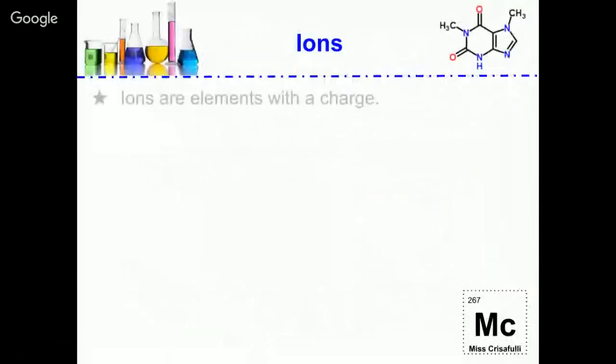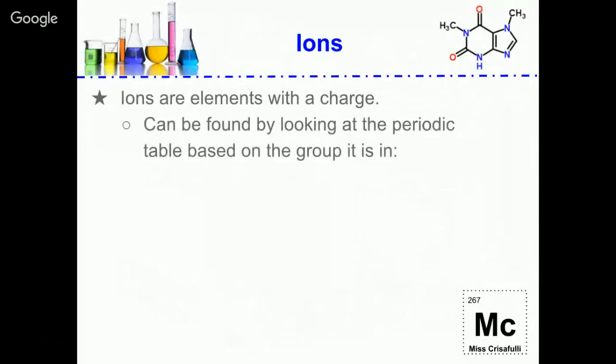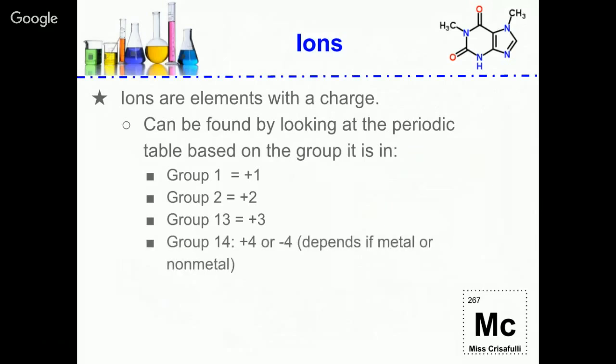So what about ions? Ions are elements that have a charge. They can be found by looking at the periodic table, based on the group the element is in, to figure out what the charge of that element or ion is. So if it's in group 1, it's +1. If it's group 2, it's +2. Group 13 is +3. Group 14 can either be +4 or -4, depending on whether that element is a metal or a nonmetal.